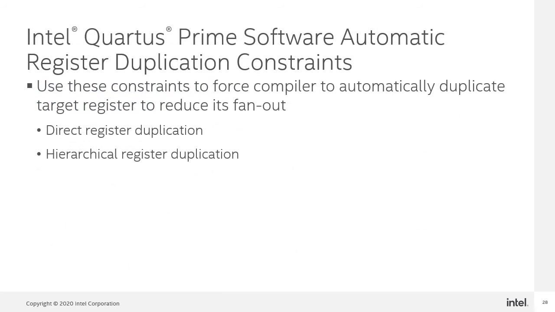The Quartus Prime software provides two design constraints you can use to automatically duplicate registers to reduce fanout. These provide more flexibility and intelligence over prior automated fanout controls. These are direct register duplication and hierarchical register duplication. See the Quartus Prime Design Optimization User Guide for more details on using these assignments.